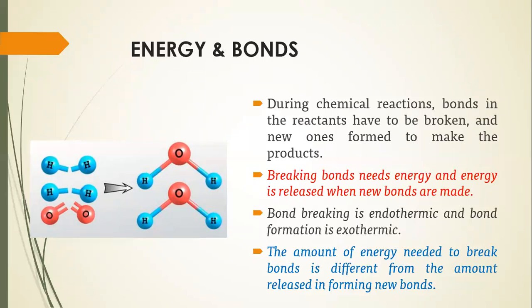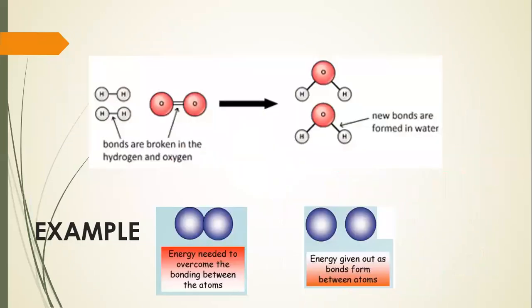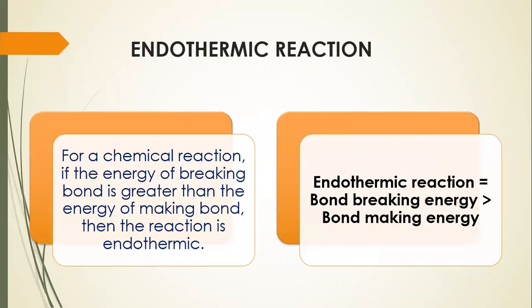In order to break the bond, you have to give energy. So bond breaking is endothermic. When a bond is formed, energy is found to be released, right? So bond formation is found to be exothermic in nature. So now you can identify an endothermic and exothermic reaction. Remember, energy is needed to break the bond, and energy is given out when a bond is formed.